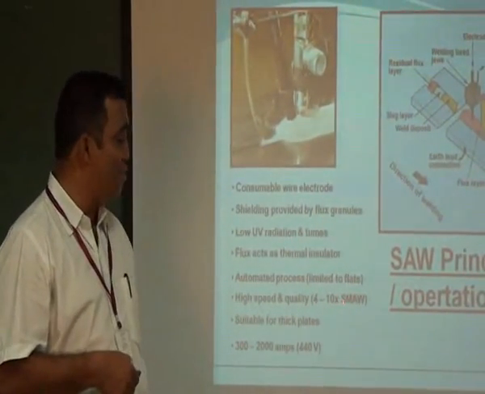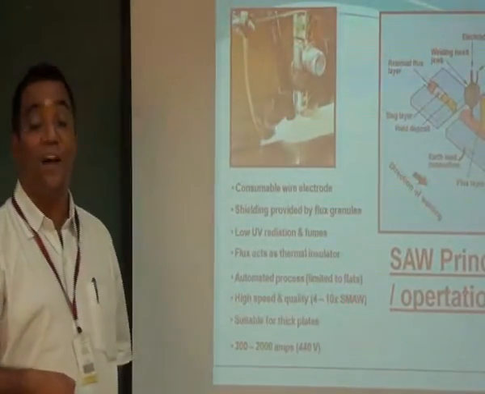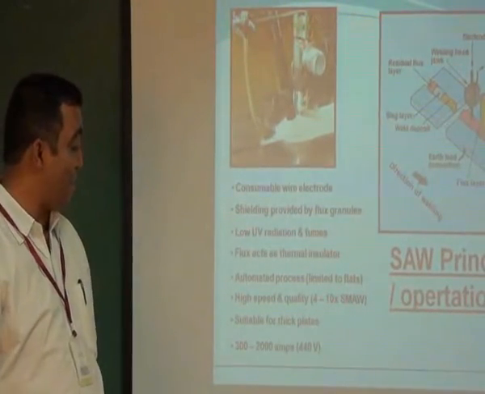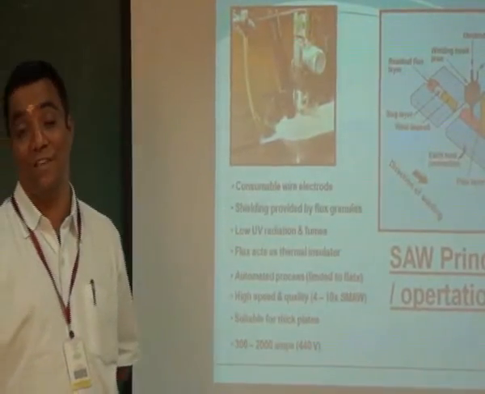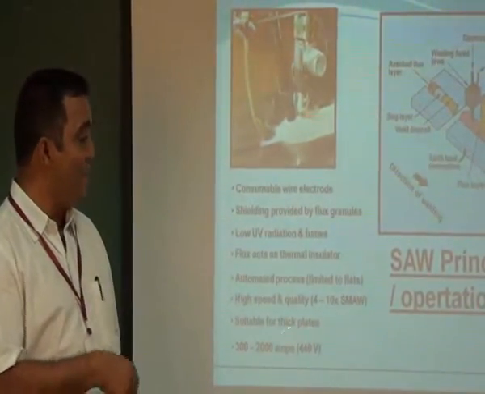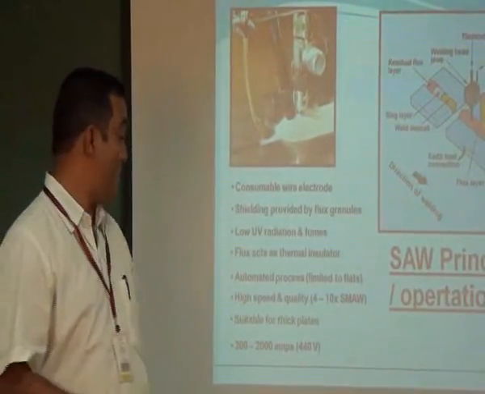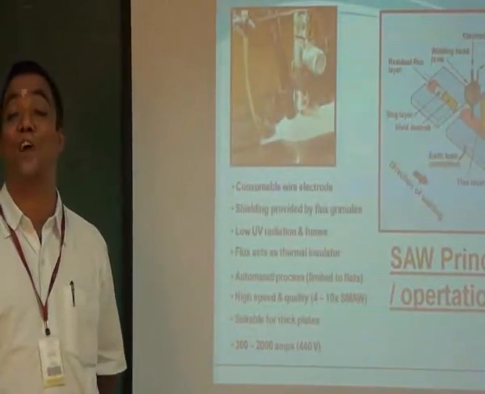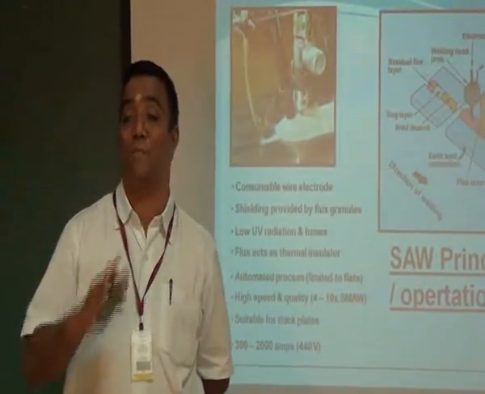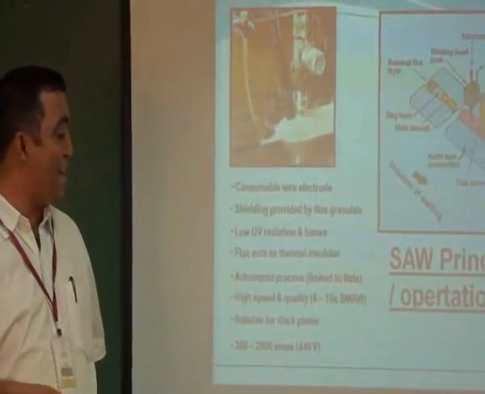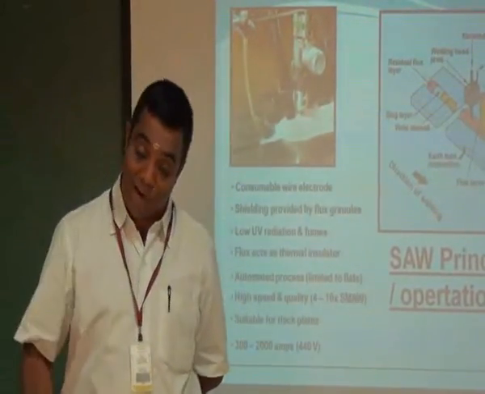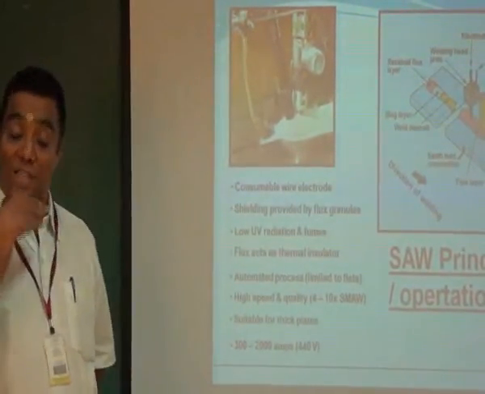It is 4 times to 10 times that of the shielded metal arc welding process, and the voltage is 440 volts. Remember, it is a high energy process. This is otherwise called a high energy process, and it is not suitable for welding thin plates, it is suitable only for thick plates.